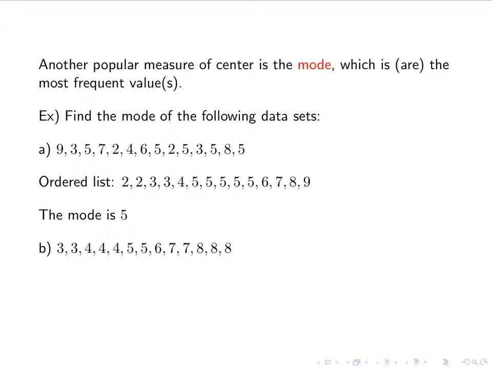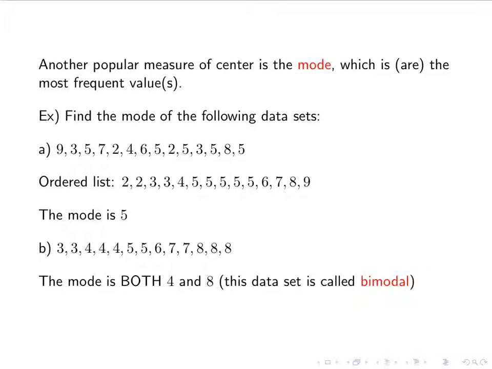So here we look at another example. I've already put it in order for us. And if I look here, I've got 2 3's, 3 4's, 2 5's, a 6, 2 7's, and 3 8's. So the number that I have the most is actually 2 numbers. I have 3 4's and I have 3 8's. So the mode is both 4 and 8, and this data set is called bimodal because there are 2 modes.